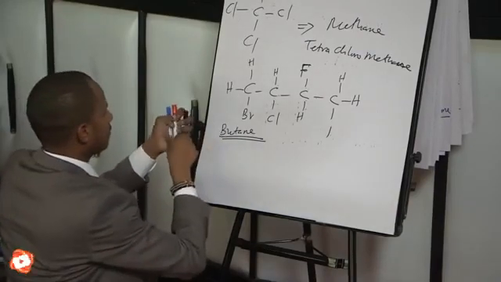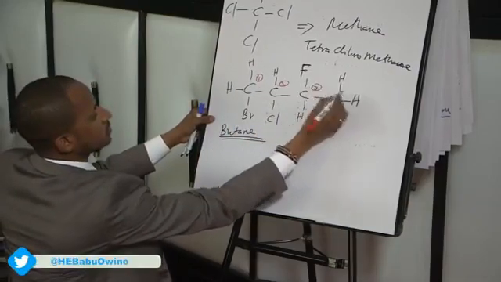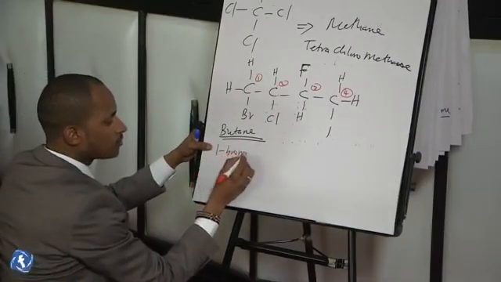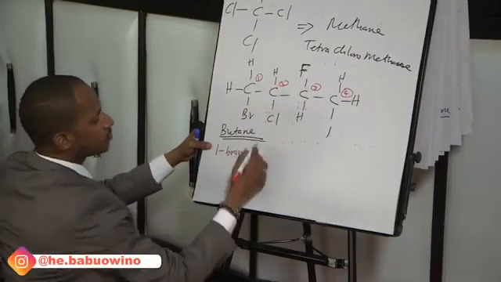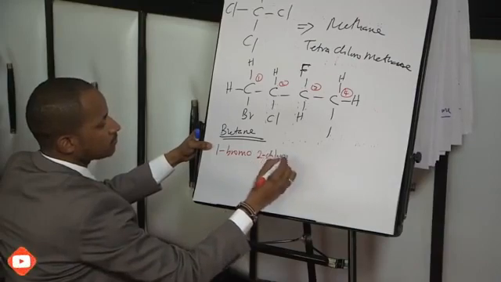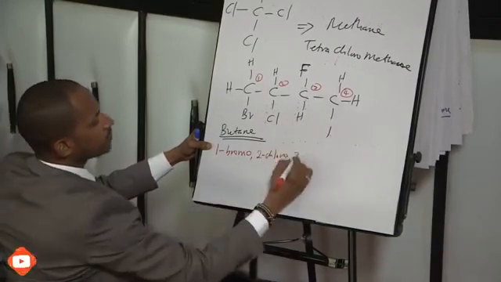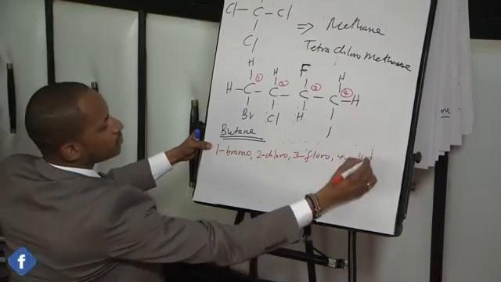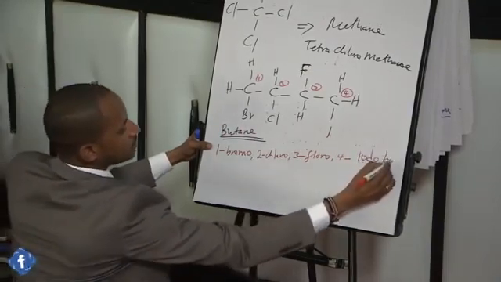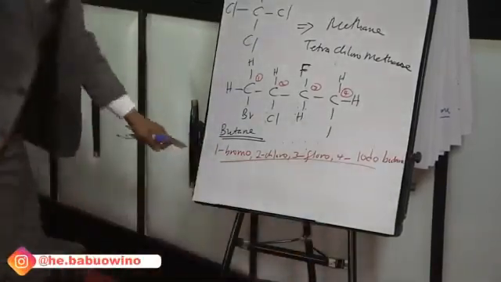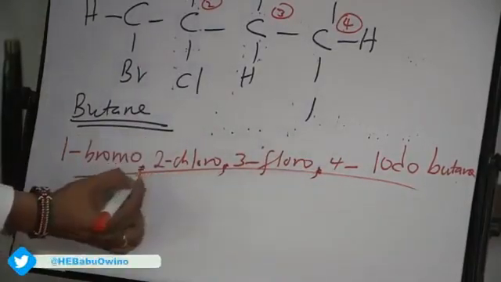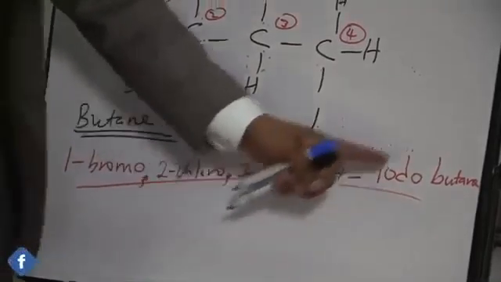So we identify how they fall on the various carbons, 1, 2, 3, 4. We can see bromine falling on 1. So you say 1-bromo, 2-chloro, 3-fluoro, 4-iodo, but the name is butane. Class, repeat after me. 1-bromo, 2-chloro, 3-fluoro, 4-iodo, butane.